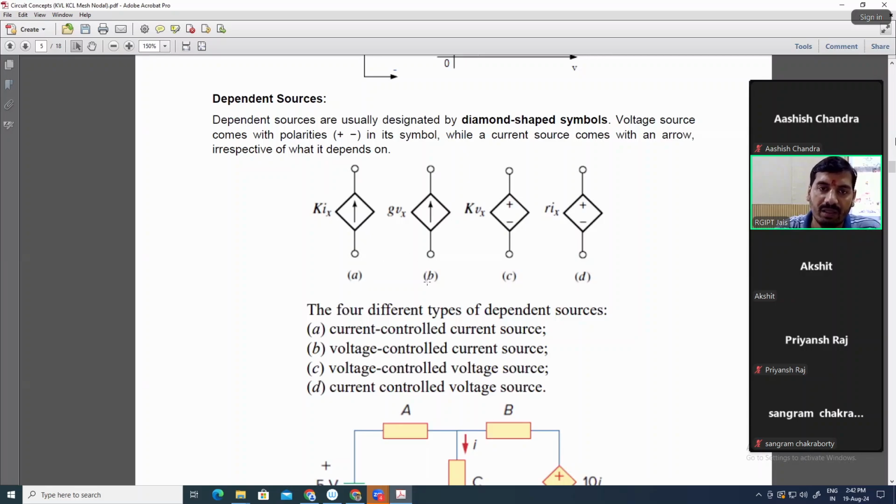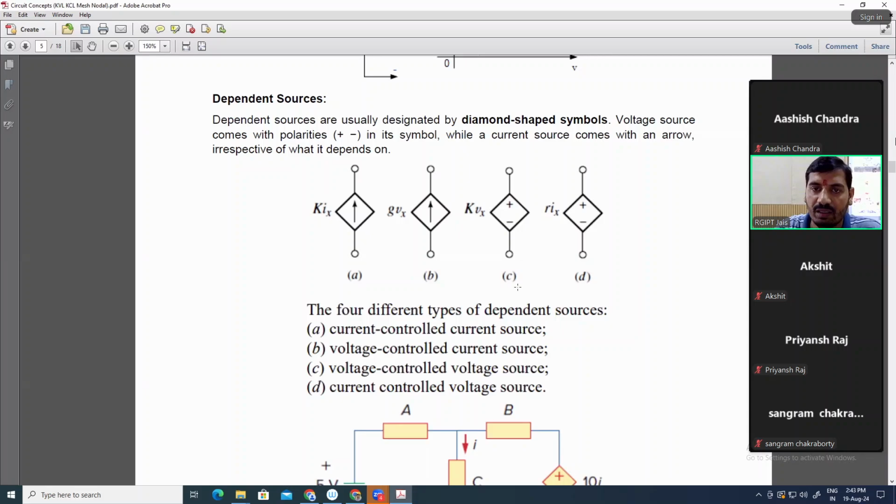Similarly, in figure B, by observing the symbol, we can see that it is a current source, whereas it is depending on the value Vx. Vx means, inside the circuit, it is depending on the voltage across any two terminals mentioned in the circuit. So it is depending on voltage, but it is a current source. That's why it is considered a voltage controlled current source. So figure B is a voltage controlled current source.